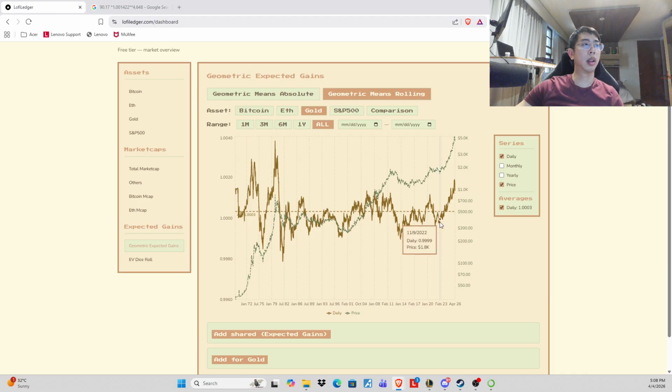And again, it's not a sure thing, because at this point it was still relatively high. So it's just about looking at different data points and piecing together what the market really looks like.